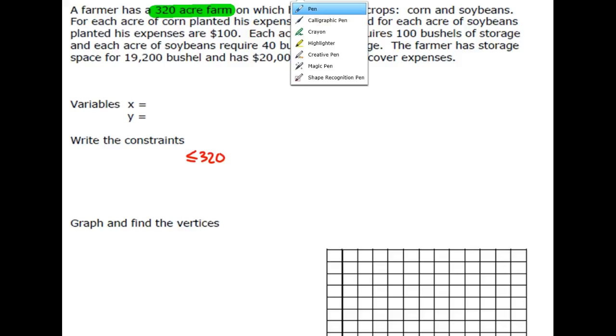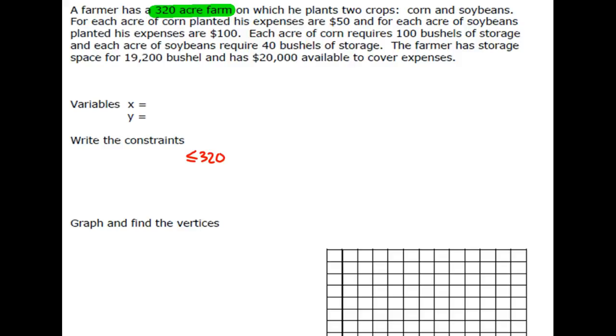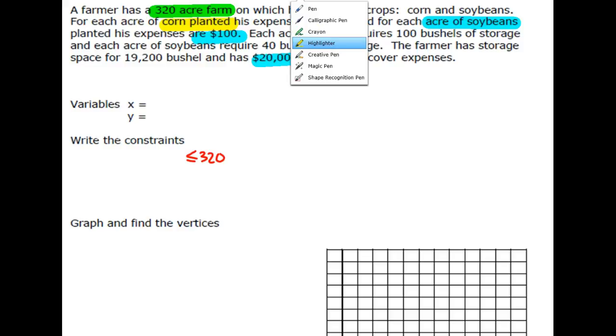All right, what else do we have here in this problem? Let's read through. He's going to plant two crops, corn and soybeans. For each acre of corn planted, his expenses are $50. So he's going to have an expense constraint. $50 for each acre of corn, and then over here, it's $100 for each acre of soybean. So there's another one. All right, and that has to stay under, I believe, it says 20,000, okay? So let's put that down.